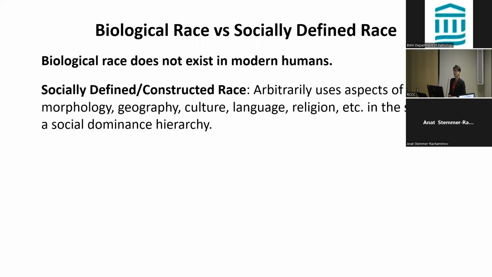And so while biological race does not exist, socially defined or socially constructed race does. And this is the arbitrary use of aspects of morphology, geography, culture, etc., in the service of a social dominance hierarchy. So it's important to recognize that racism precedes race. There is no biological category. We need to maintain a social dominance hierarchy, so we create race. And that's why Dr. Graves' book with Dr. Alan Goodman is called Racism, Not Race.